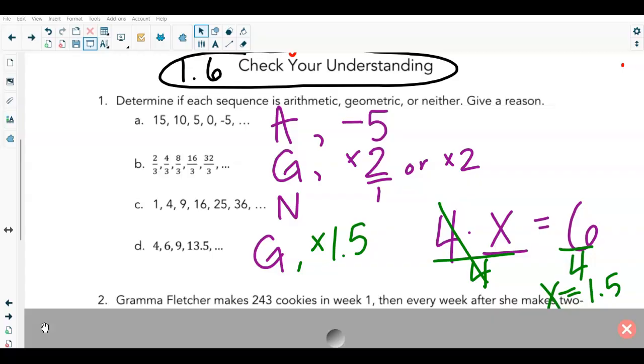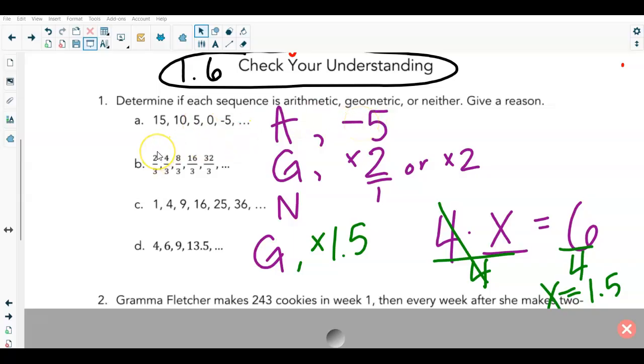All right, notice there are 2 parts of this. You have to specify if it's arithmetic, geometric, or neither, and then you have to give your reason. So remember, arithmetic has a common adder or subtractor. Geometric has a common multiplier. And if it's neither adding nor subtracting or multiplying, then it's a neither. So you could see the first one is arithmetic. We're just decreasing by 5, subtracting 5 each time.